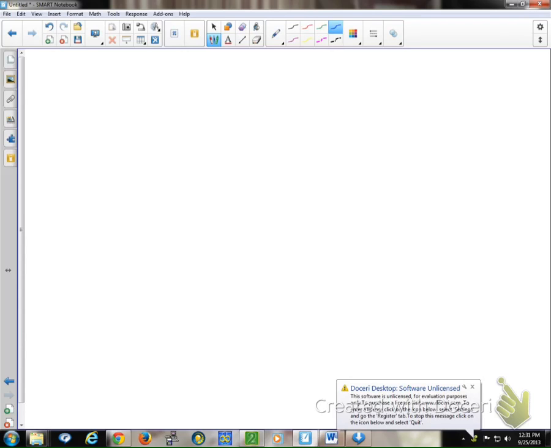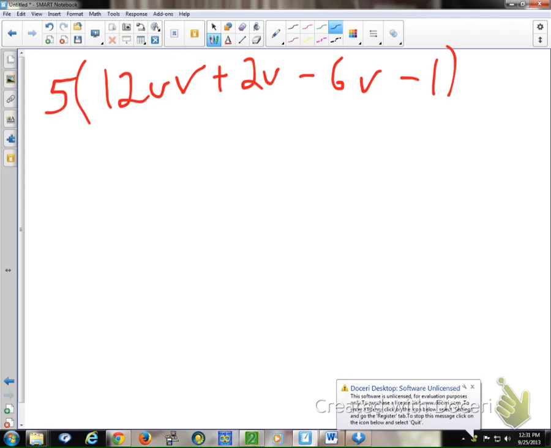Very good. Mackenzie, what do these things on number 9 have in common? That's right, you can take out a 5. And if you divide all 4 pieces by 5, none of the letters are the same. So that's 12UV plus 2U minus 6V. That's if you divide all 4 pieces by 5.